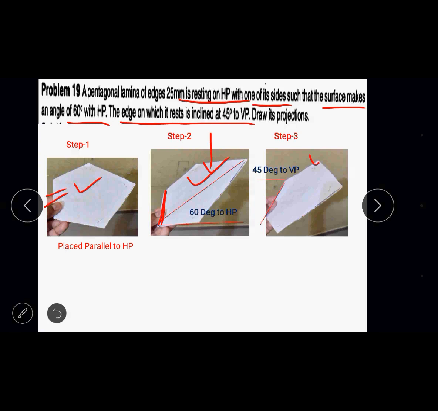Now we can have a look at the third figure. This is the resting edge of the lamina. You can observe that the resting edge of the lamina is tilted 45 degrees to VP. In the second figure, the resting edge was 90 degrees to VP, placed perpendicular to VP. So in the third figure, instead of 90 degrees, I have reduced it to 45 degrees. You can observe over here, the resting edge is reduced to 45 degrees to VP.